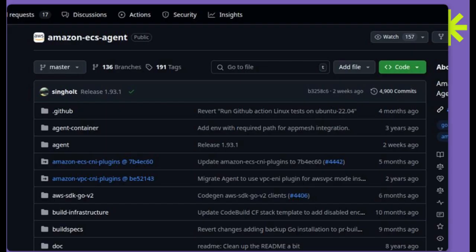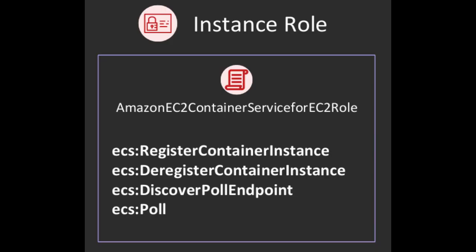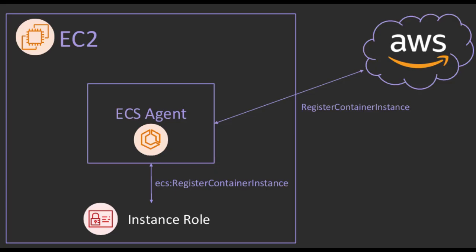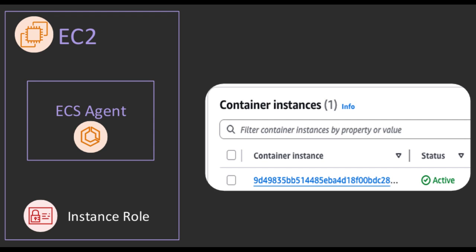First, he did what any good researcher would do. He looked at the source code. The Amazon ECS agent is open source on GitHub. He studied how it works. This code showed him the agent uses the EC2 instance role to call an API named ecs:RegisterContainerInstance. This API registers the instance, making it an active container instance in the cluster.